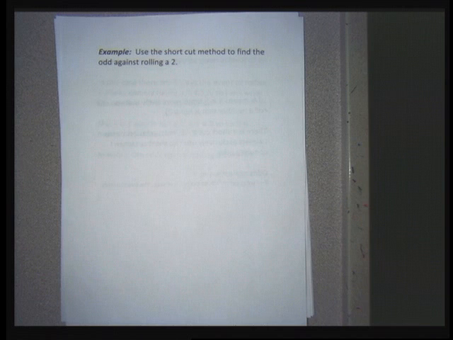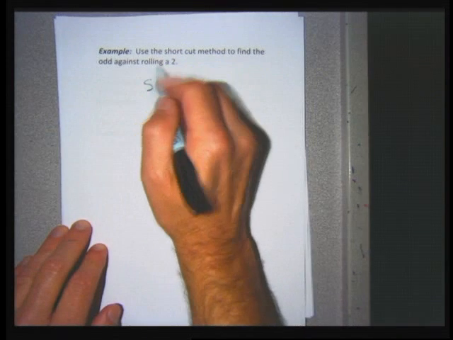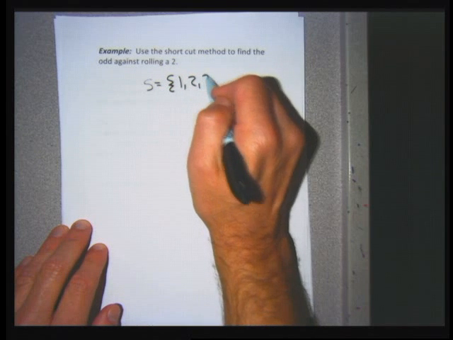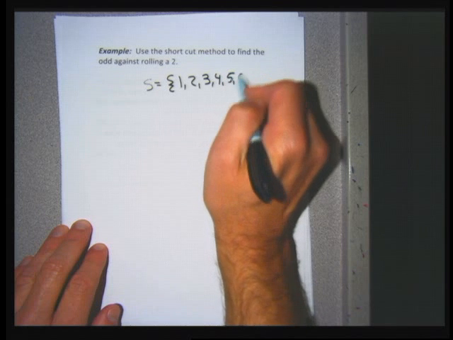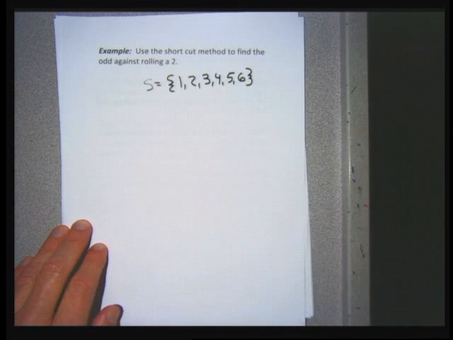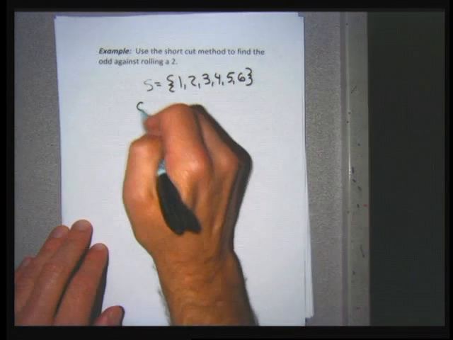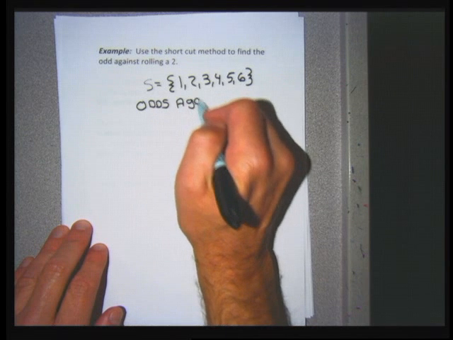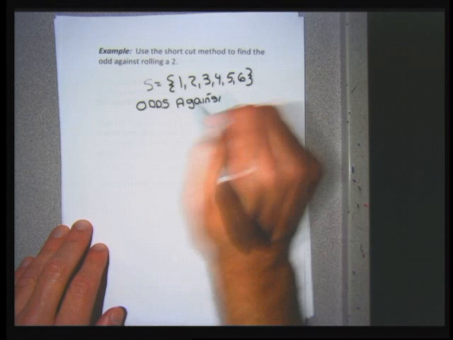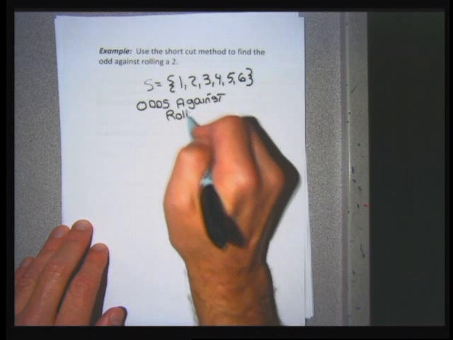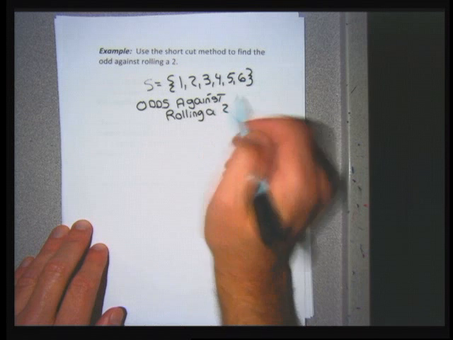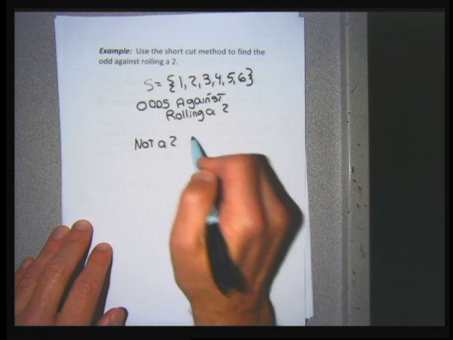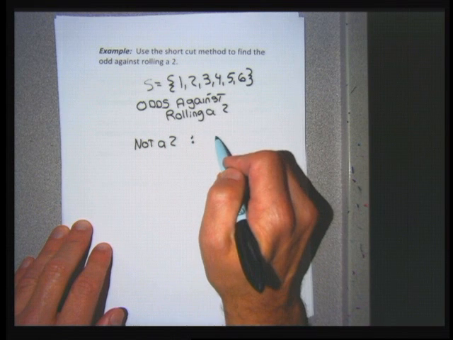I need to separate the sample space. So the sample space for rolling a 6-sided dice is rolling the numbers 1, 2, 3, 4, 5, and 6. And if I want to find the odds against rolling a 2, I need to fragment the sample space up into two groups. The first group is going to be not a 2. The second group is going to be a 2.